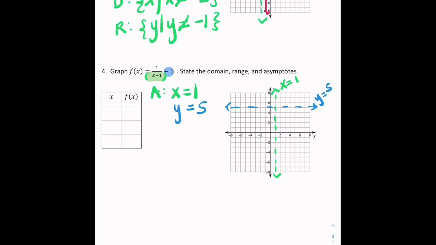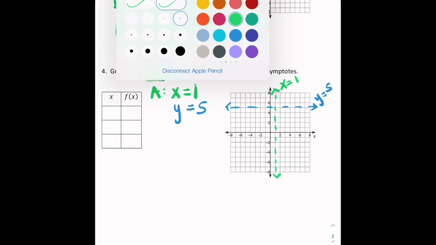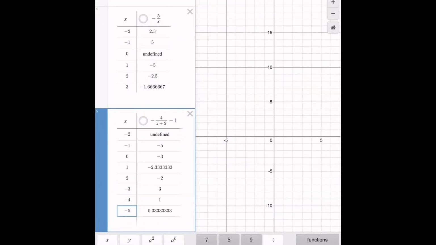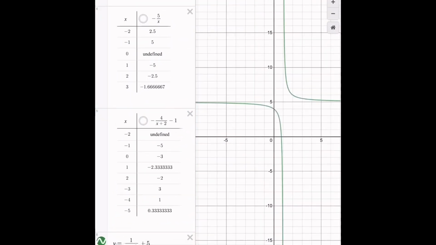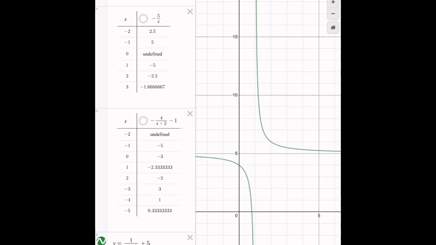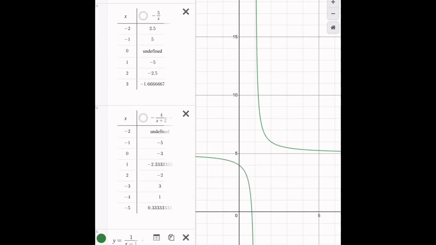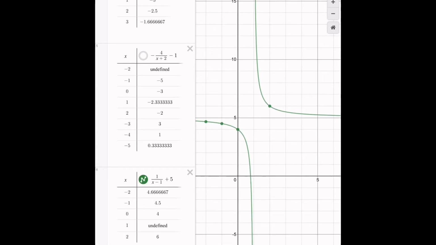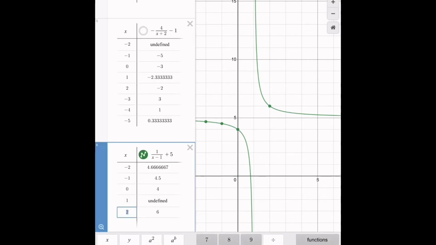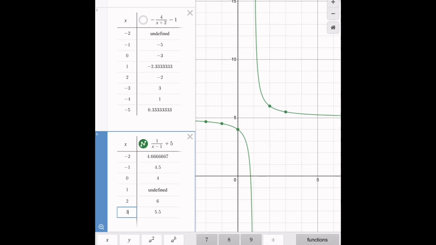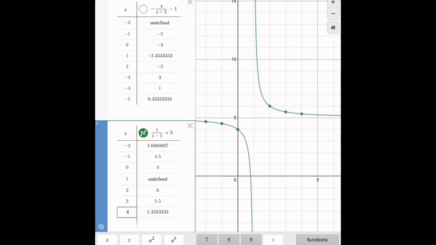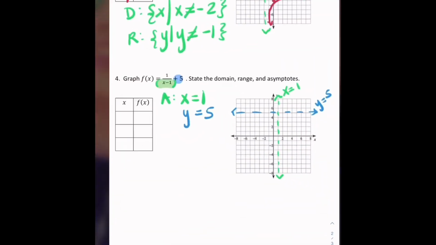Okay, so now what we're going to do is go to Desmos so that way we can find some values. Let's take this one off and type in our last function. And what I want to do is I want to find points. So I'm going to copy down to 6. So I'm looking at the undefined, and I want points after 2. So let's type in a 3 and 4. And I'm going to use those points to draw the right side of my graph.